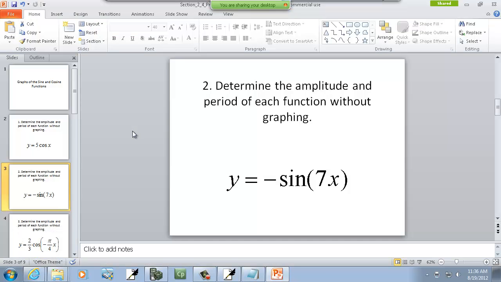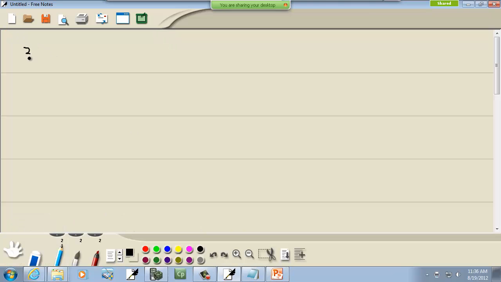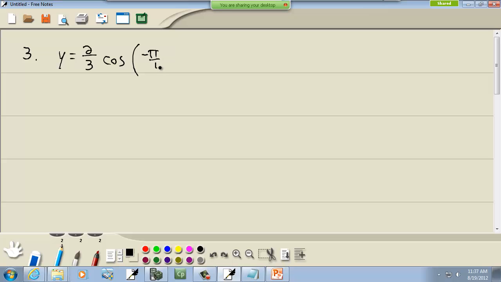Okay, let's look at our next problem. Got y is equal to 2/3 cosine of negative pi over 4 x. Well, we can use our even and odd to get rid of any negatives that are inside here, if we wish. We know cosine of a negative angle, since cosine's even, we can just drop the negative. So that gives us that right there.